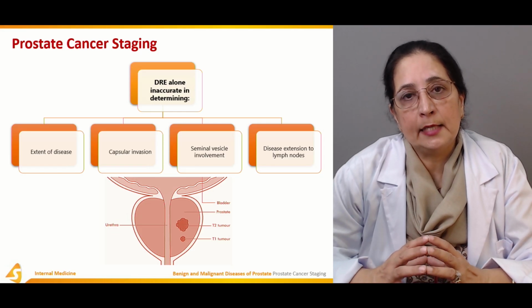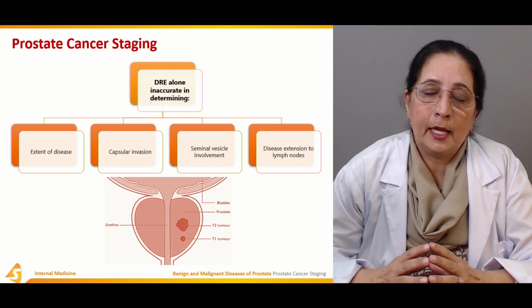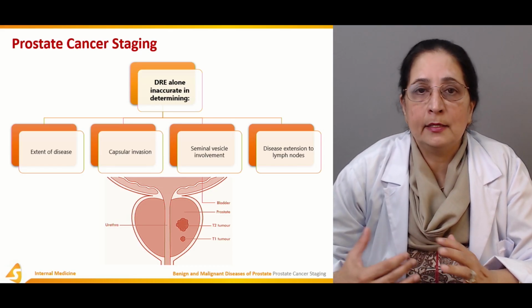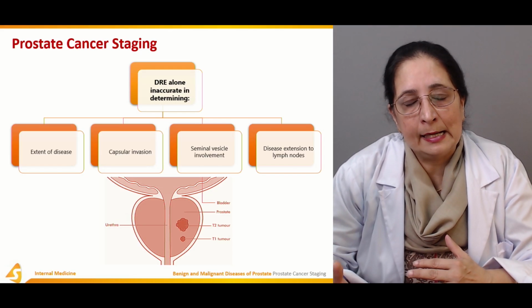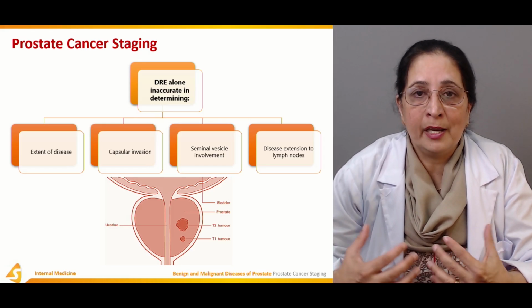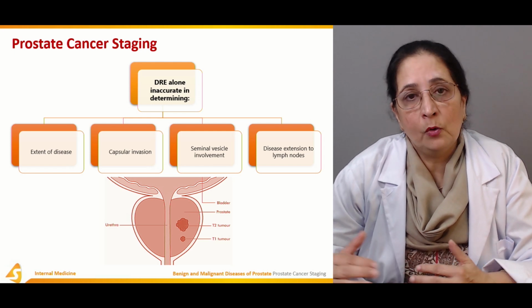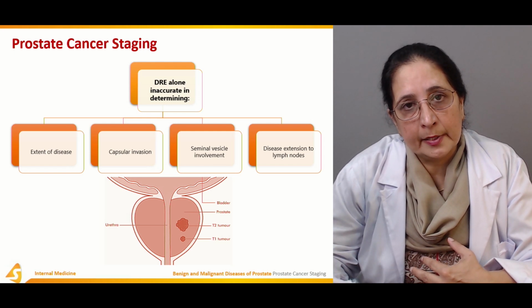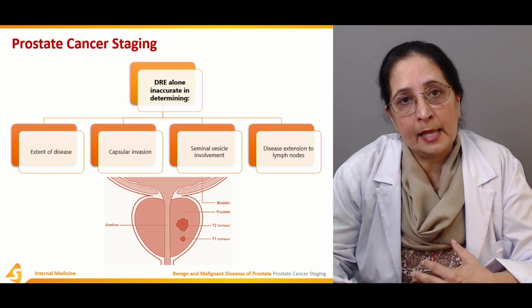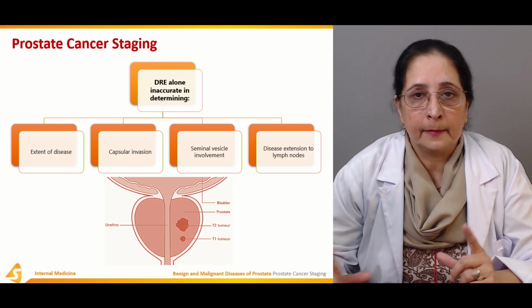digital rectal exam is performed, and if that digital rectal exam gives an idea that there is enlargement of the prostate gland, or if it is hard, nodular, or irregular, that can raise suspicion, then go for the prostate-specific antigen. If that is again abnormal, then the next step is to go for biopsy.